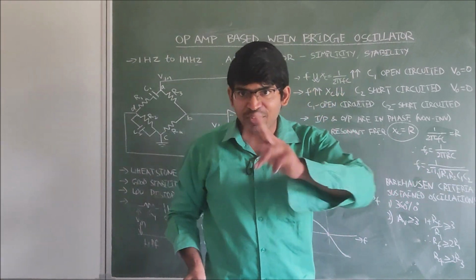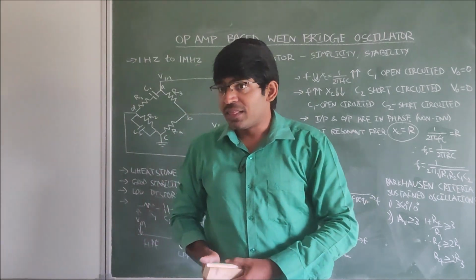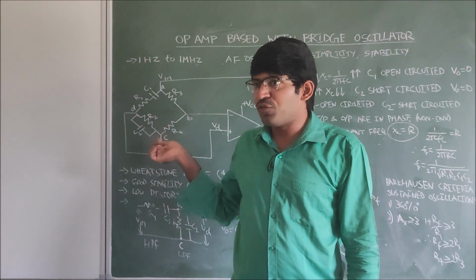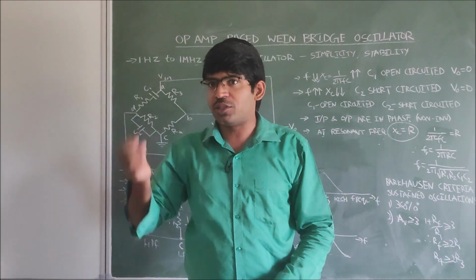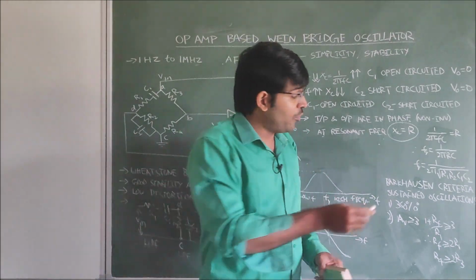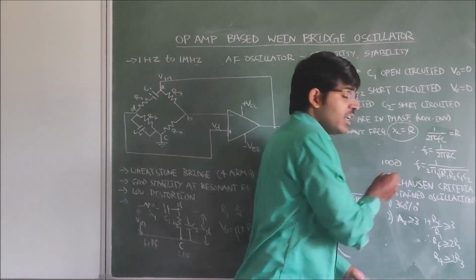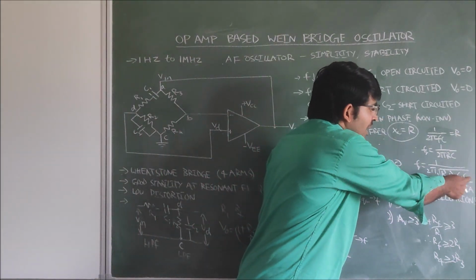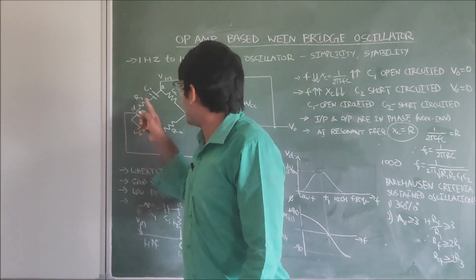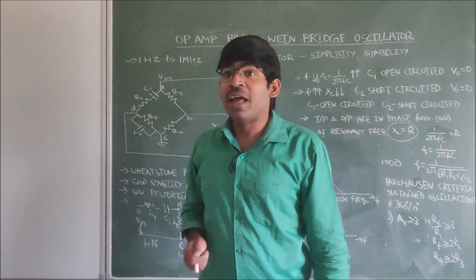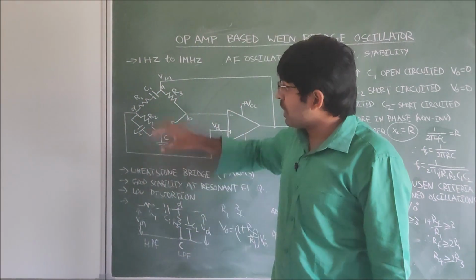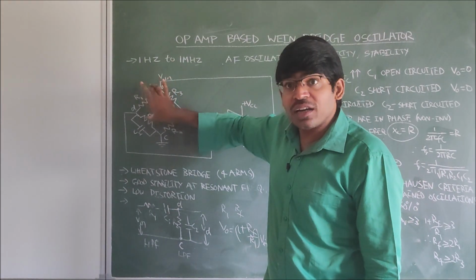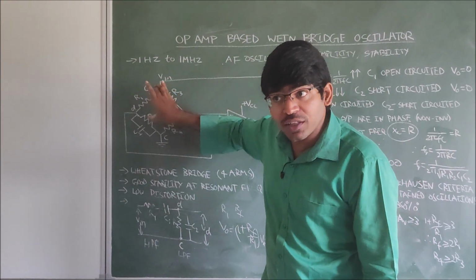Now we are reversing the problem. This time I want to design a Wein Bridge oscillator with 1 kHz. So the resonant frequency is 1000 Hz. Based on this 1000 Hz, we can design the R1 and R2 and C1 and C2 values. As we discussed already, these two arms are deciding the resonance frequency.